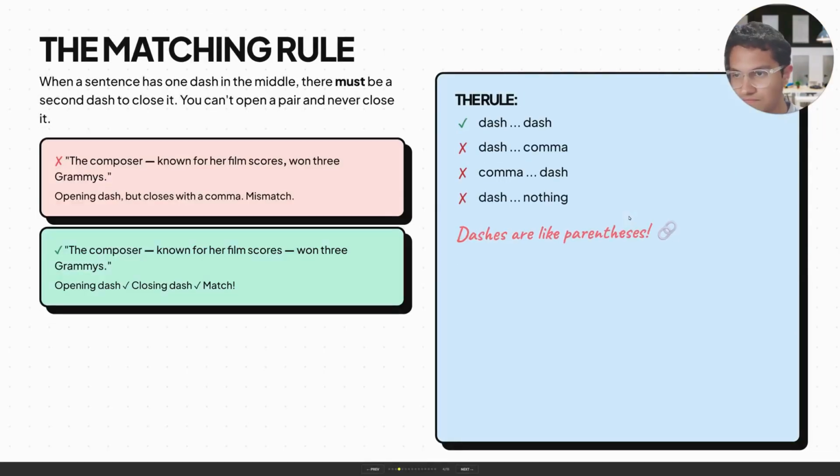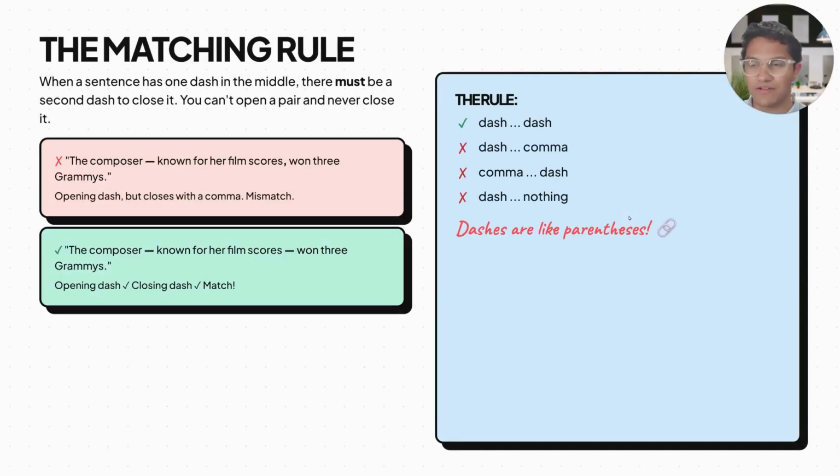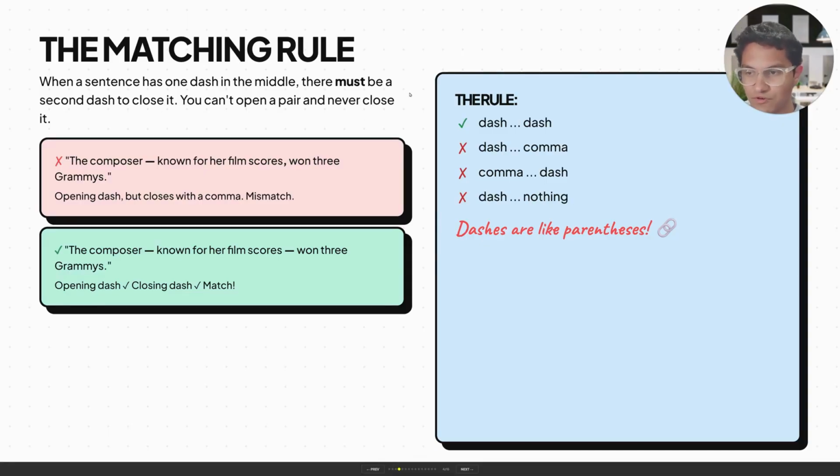Now you have the matching rule: when a sentence has one dash in the middle, there always has to be a second dash to close it, unless the first dash follows a complete sentence, in which case you're following the single dash rule, where it acts as a colon. For example, the composer, known for her film scores, won 3 Grammys. You have the opening dash here, but you're closing with the comma, which doesn't work since you need to close with the dash.